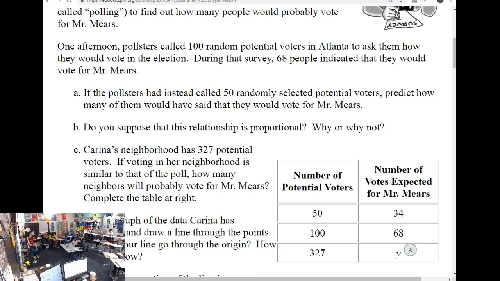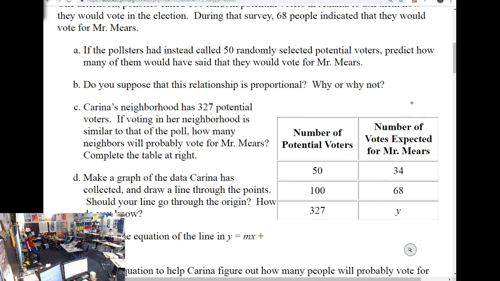So they called 100 random potential voters, like the ads you may have seen that say volunteer for the campaign. They call 100 people just randomly out of the phone book and ask them, are you going to vote for Mr. Myers or Mr. Mears? First they call 50, and of those 50, 34 people say they're going to vote for Mr. Mears. When we look at that data, 34 out of 50 would be 68% if it was out of 100.